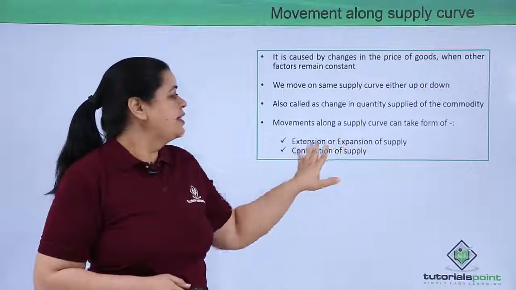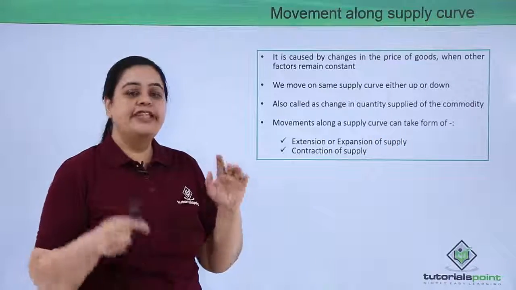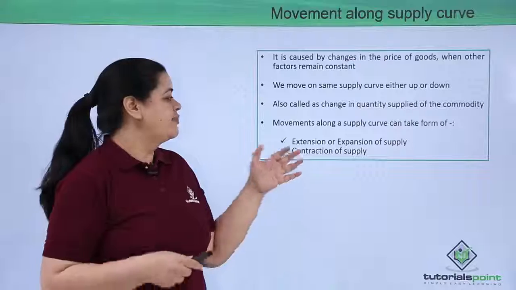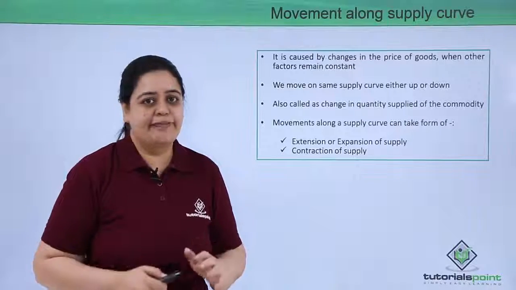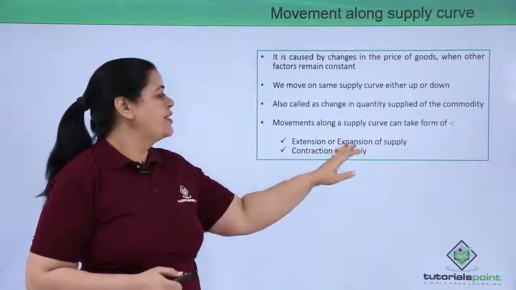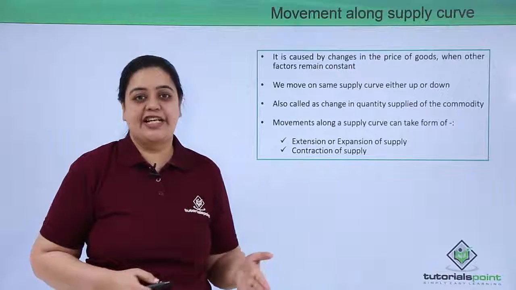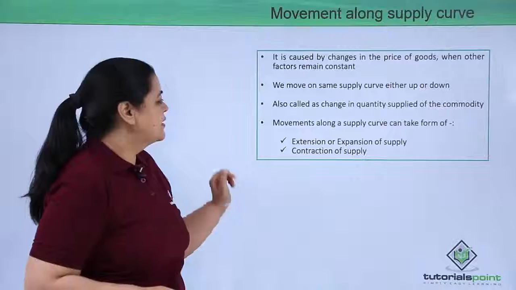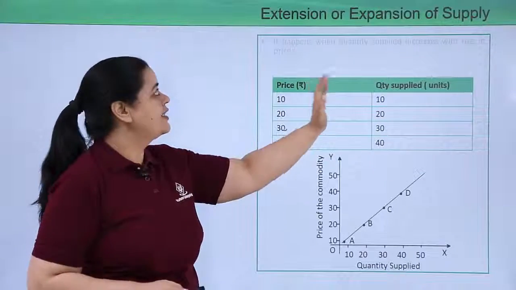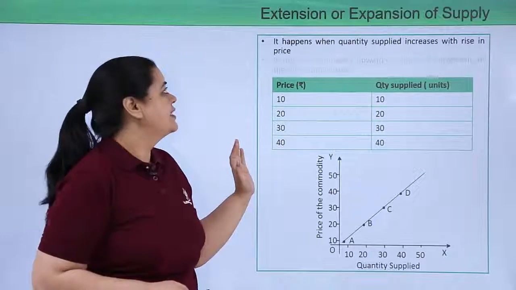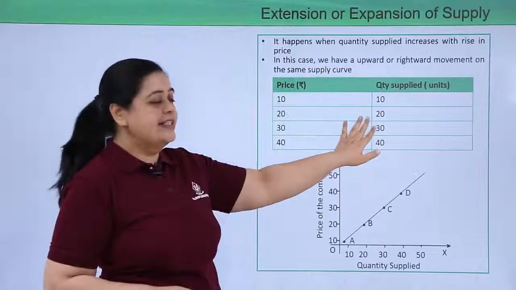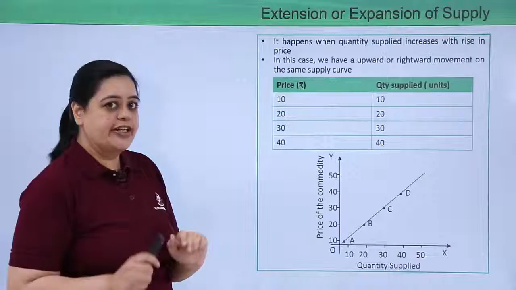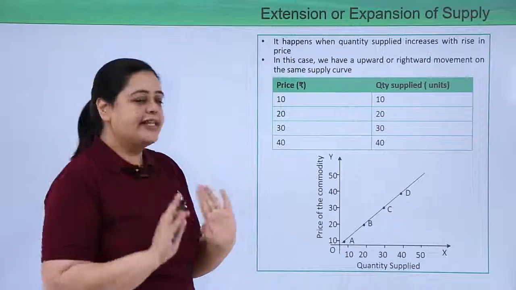The movement along a supply curve will take form of either expansion of supply or contraction of supply. So the movement happens either because there is an extension of supply or there is a contraction of supply. Let's now try to understand the extension of supply. We have been given this schedule and this particular diagram. Let's understand this.